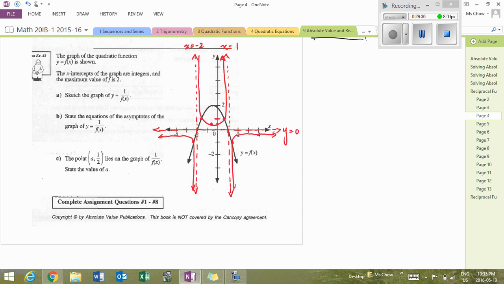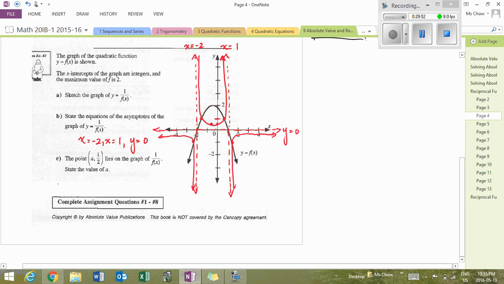So we've sketched our reciprocal function, state the equations of the asymptotes. So we already did that. The vertical asymptotes are x equals -2, x is equal to 1, and then our horizontal asymptote of y equals 0. The point (a, 1/2) lies on the graph, so state the value of a.